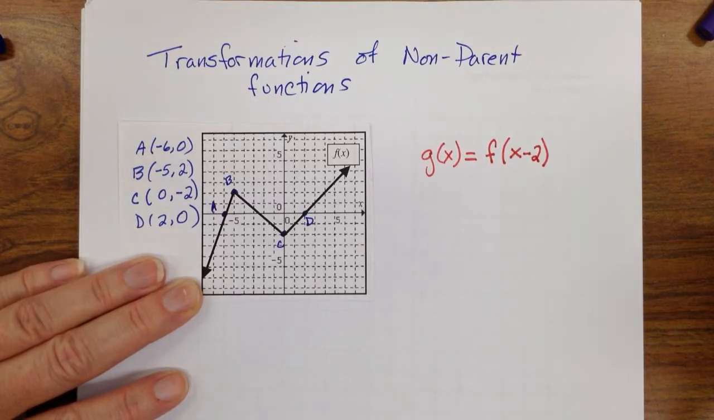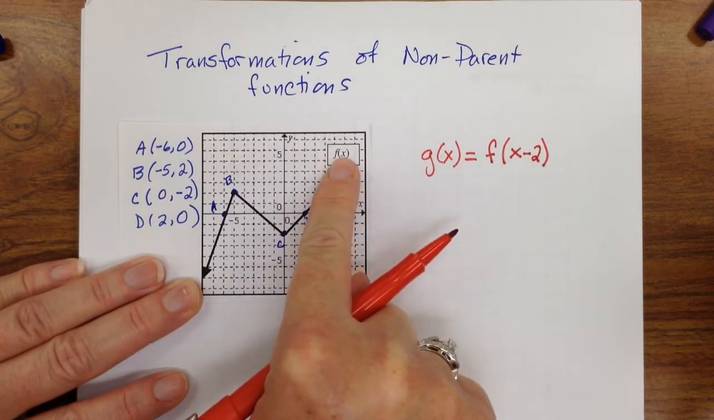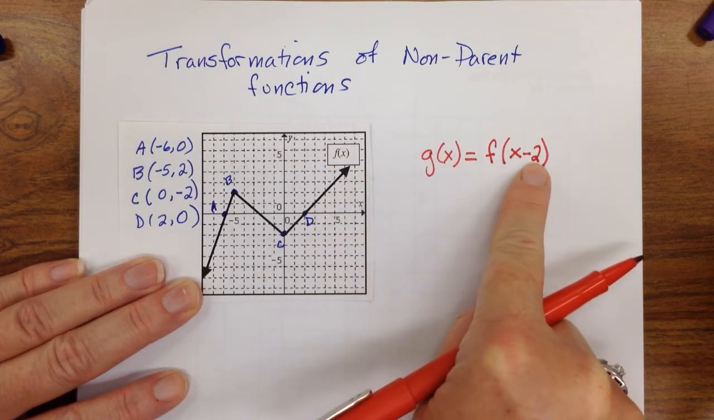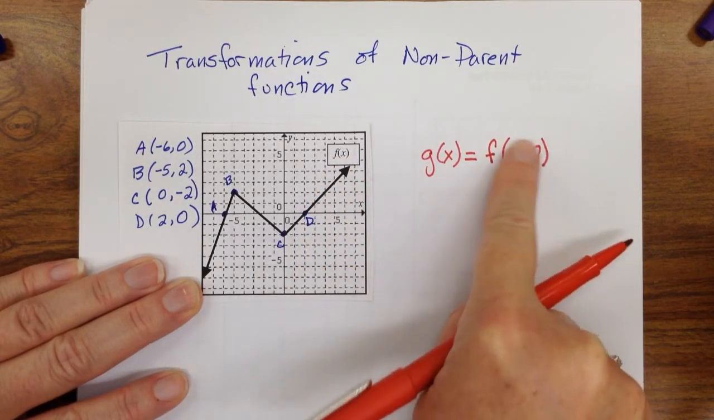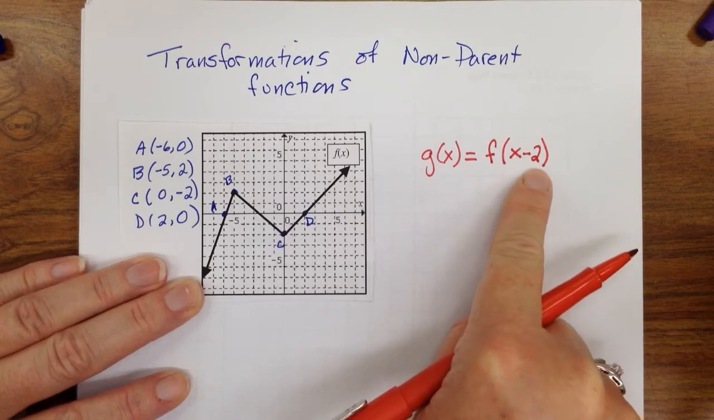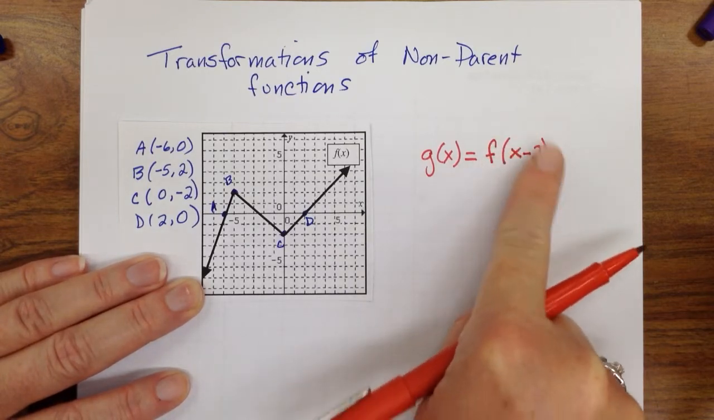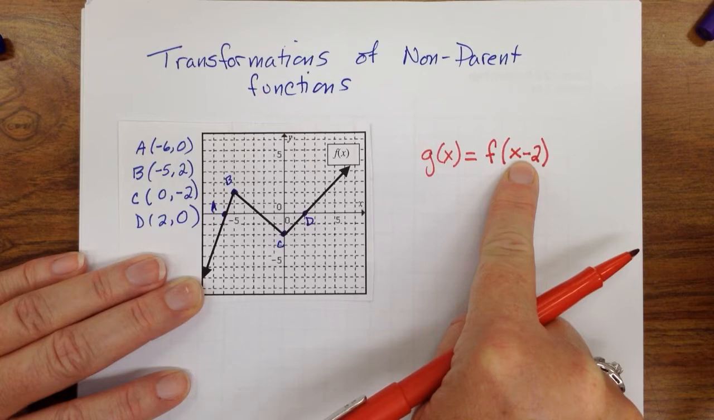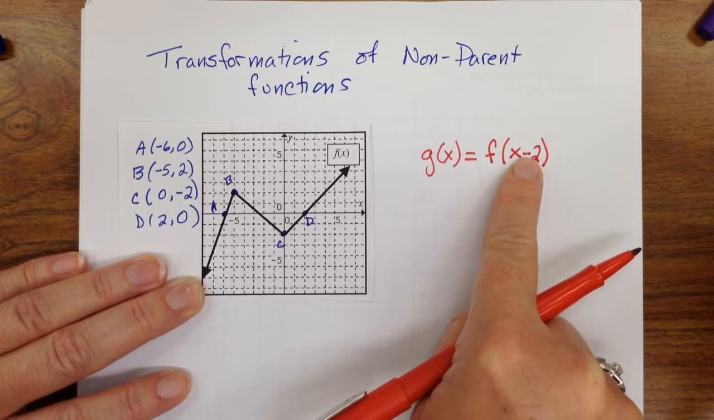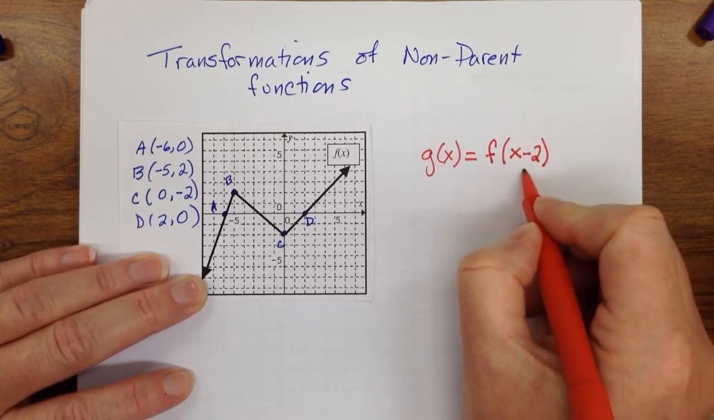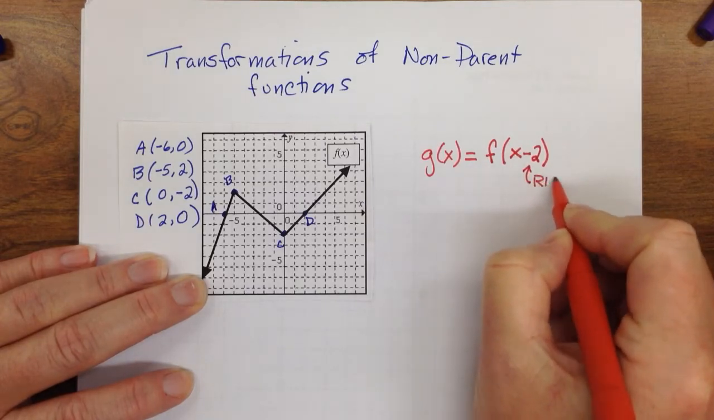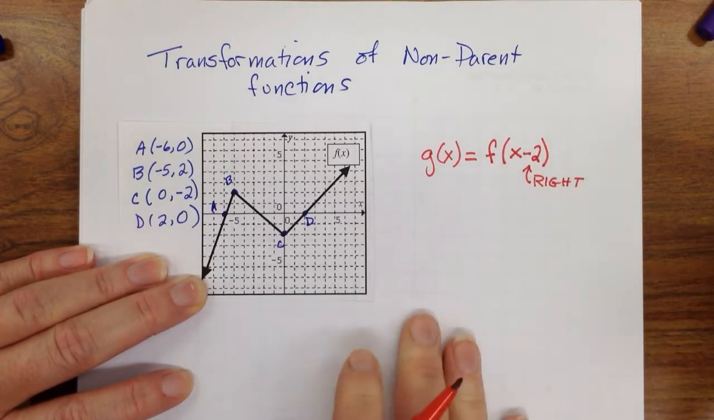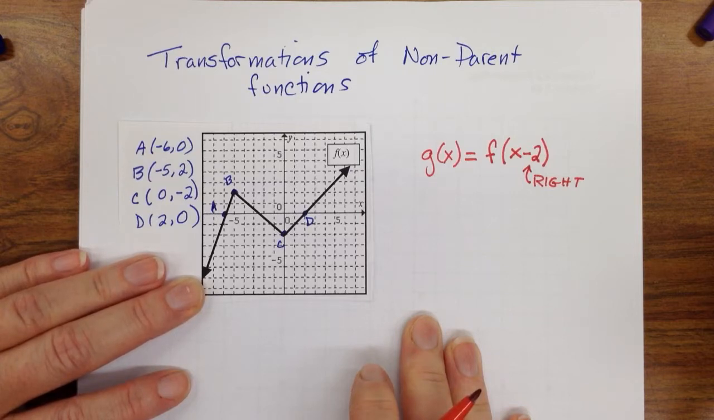All right, do you see what I've done here? Where there used to be an x, there's now an x minus 2. In with the x, we see a negative 2. And if you recall, if you are in with the x, this will affect the x coordinates, but it will do it backwards. If this is minus 2, this is actually going to move our points to the right.